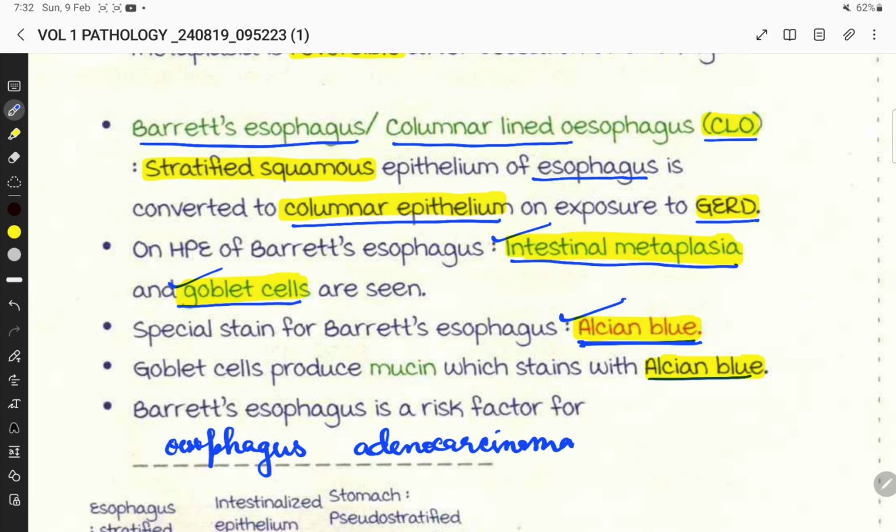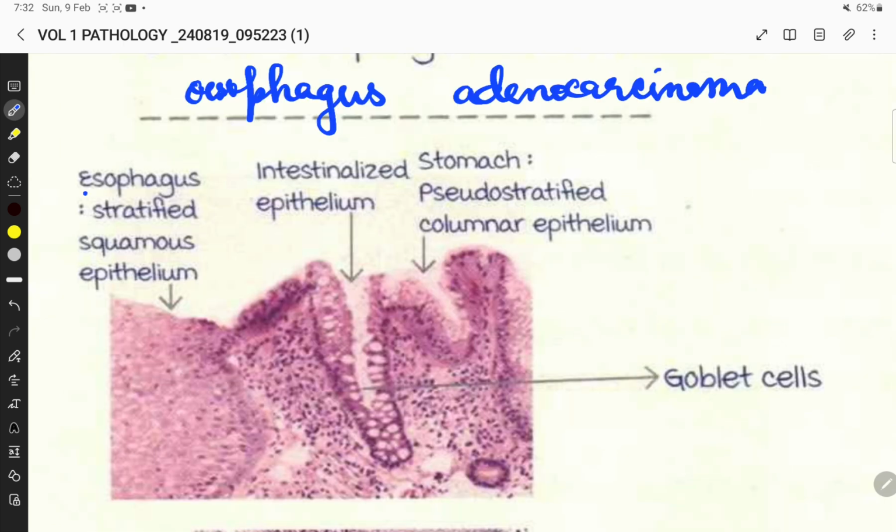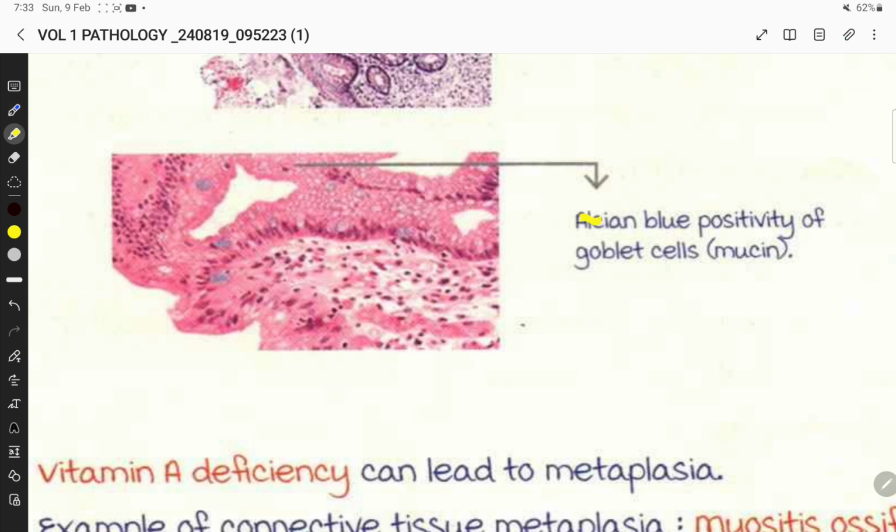The special stain is Alcian blue. Normally the esophagus has stratified squamous epithelium, but on exposure to GERD, metaplasia occurs and intestinal epithelium is seen. In Barrett's esophagus, intestinal epithelium and goblet cells are seen. Alcian blue positivity is seen for goblet cells, as the goblet cells secrete mucin which stains with Alcian blue.